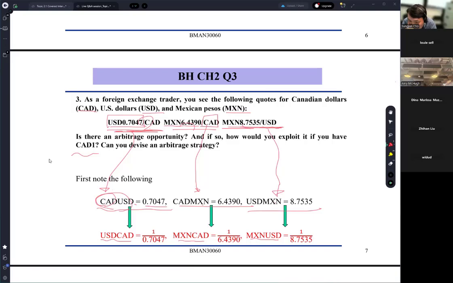So we need to first find out if there are 2 prices for 1 same transaction, right? By the law of one price, if there are 2 prices for 1 thing, you should be able to exploit it. That will be an arbitrage. So we need to first find out 2 prices for the same thing.